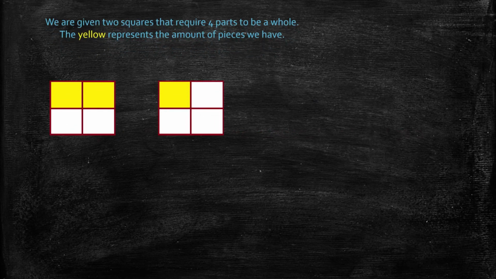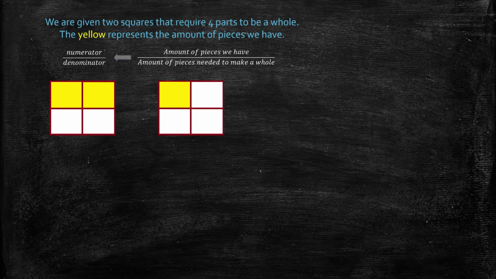Alright, we are given two squares that require 4 parts to be a whole. The yellow represents the amount of pieces we actually have. So remember, the numerator is the amount of pieces we actually have. The denominator is the amount of pieces needed to make a whole. So in this case, it requires 4 parts to be a whole, so our denominator is 4. And for the square on the left side, we only have 2 yellow boxes. So we only have an actual amount of 2, so our numerator is 2.